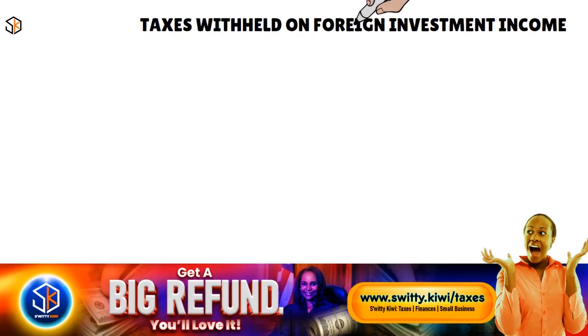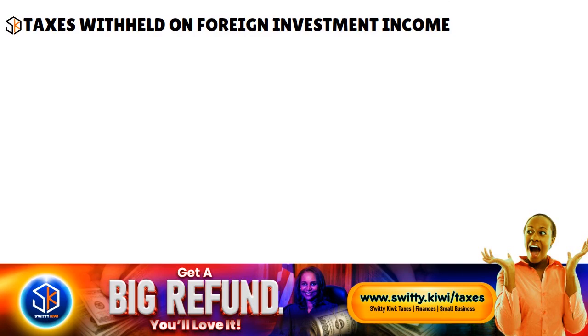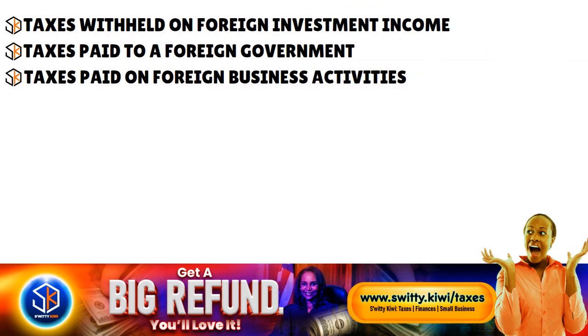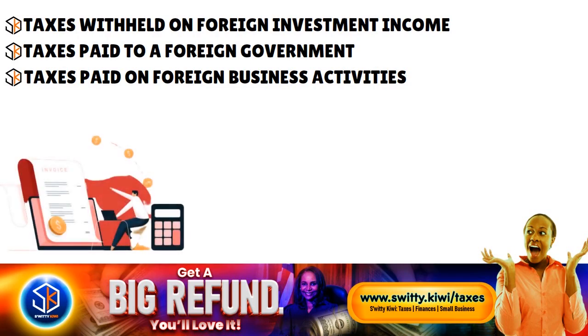Another mistake is not reporting all eligible foreign taxes. Ensure that you include all eligible foreign taxes you paid or accrued during the tax year. This includes taxes withheld on foreign investment income, taxes paid to a foreign government, or taxes paid on foreign business activities. Neglecting to account for limitations could be another bummer, so you do not want to have that.